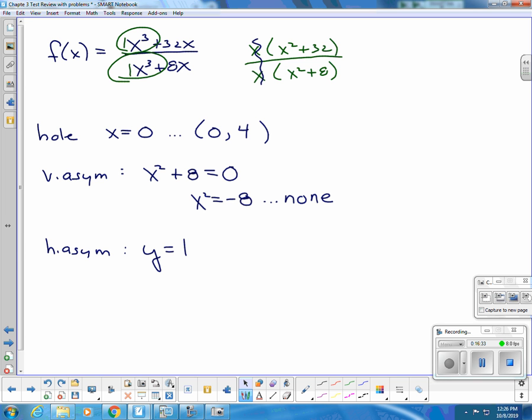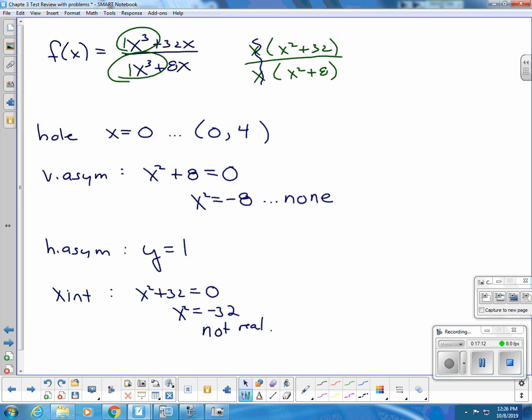Okay? Okay, x-intercepts. X-intercepts occur when the y is 0 or when the function is 0. When is a fraction equal to 0? When the top is equal to 0. So if I set the top equal to 0, I run into the same problem. I have negatives here, so they're not real. So there are no x-intercepts. Interesting.